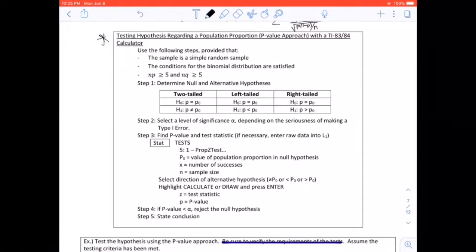Step 2 is figuring out alpha, again, which is usually given to you. Step 3 is find the p-value and the test statistic. If necessary, enter data into L1. So we're going to stats, test, 1-PropZTest. p naught is the value of the population proportion in the null hypothesis. x is the number of successes, and n is the sample size. Next thing is selecting the direction for the alternative hypothesis. Highlight calculate, and you get a test statistic of z and a p for the p-value.